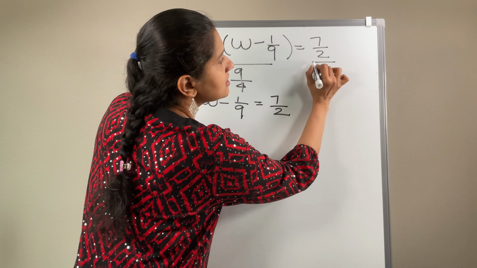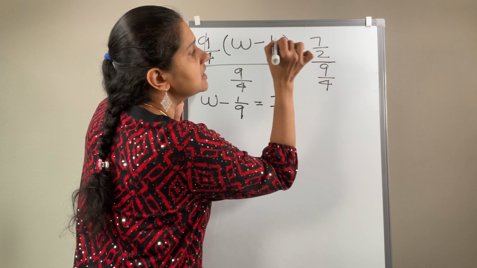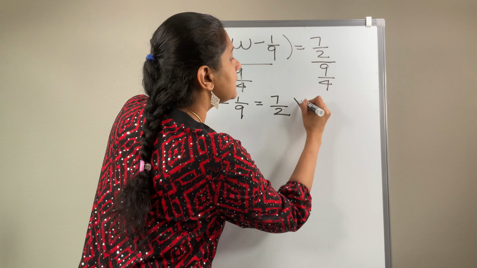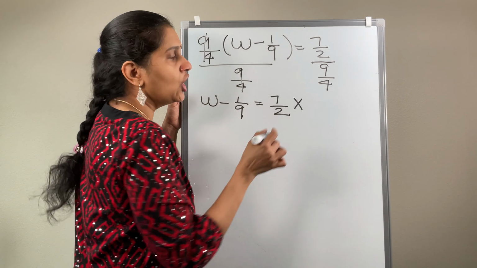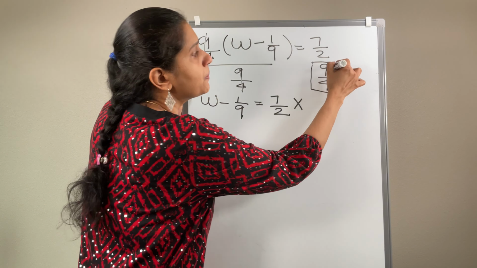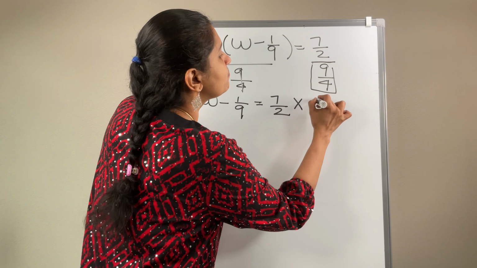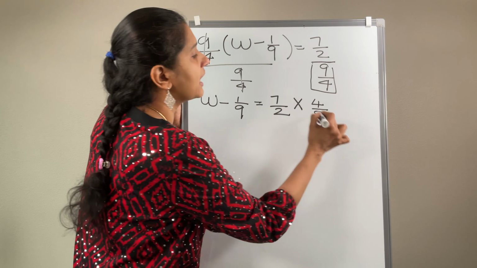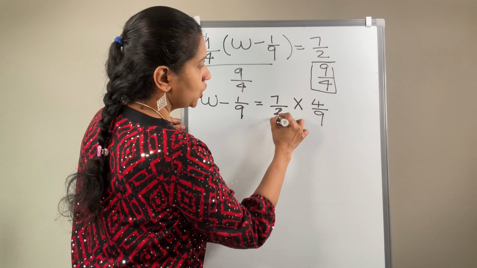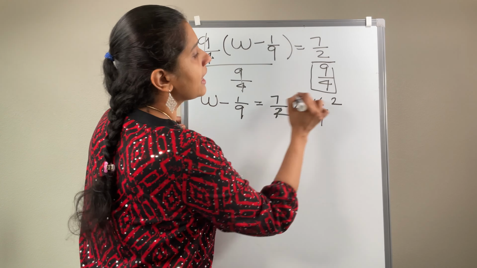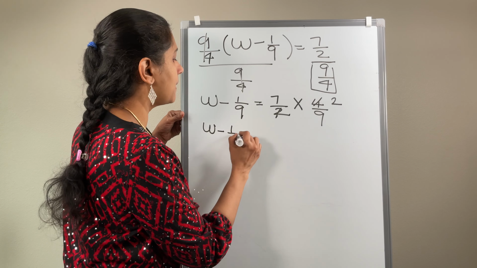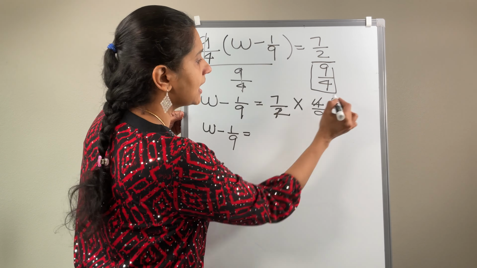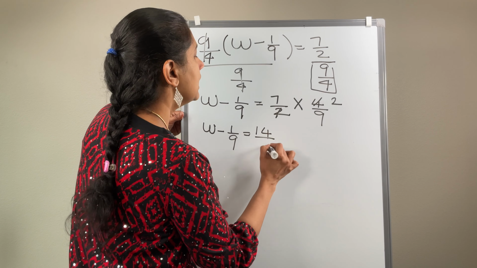Now to cancel this, first you have to convert this division sign to multiplication sign. So when you convert the division sign to multiplication, you have to take the reciprocal of 9 by 4. That is going to be 4 by 9. So what will happen? 2 and 4 will cancel and you will be left with 2. So w minus 1 by 9 is equal to 7 times 2 is 14 by 9.